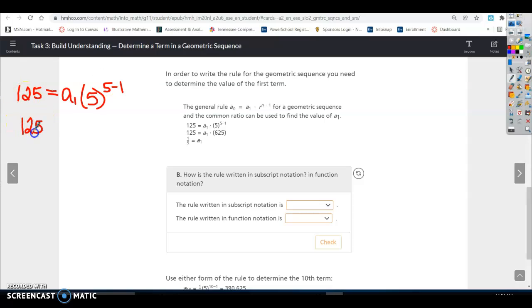So 125 equals our first term. Remember, again, it's always order of operations. So you have to do 5 raised to the 5 minus 1, which is the fourth power. And 125 equals our first term times 5 to the fourth power, which is 625.